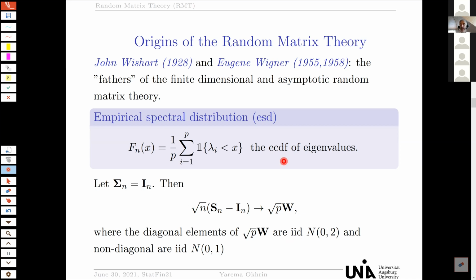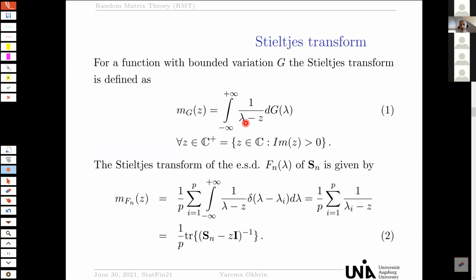What is important is the Stieltjes transformation. You will probably not see much of that on the slides later on, but it is extremely important for the proofs. The Stieltjes transformation of a function of bounded variation g is defined in the following way: m_g is the integral of 1 over lambda minus z, with respect to our function of bounded variation, and we do it for every complex value of the variable z.